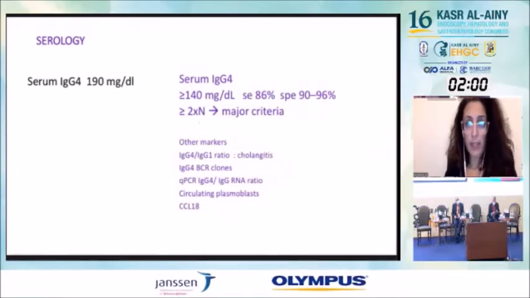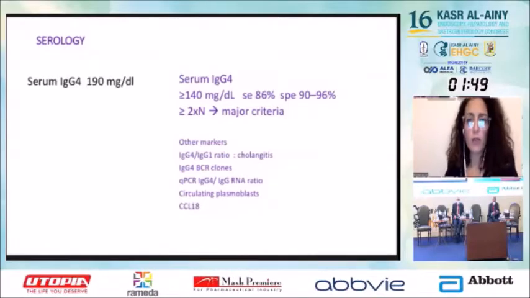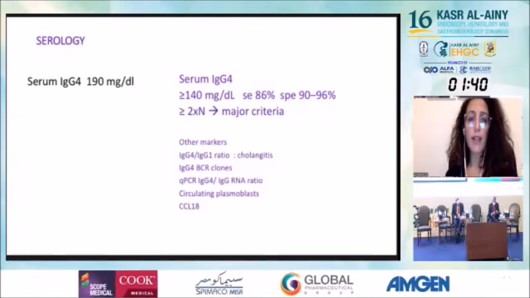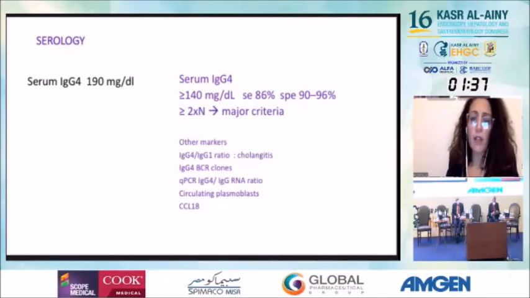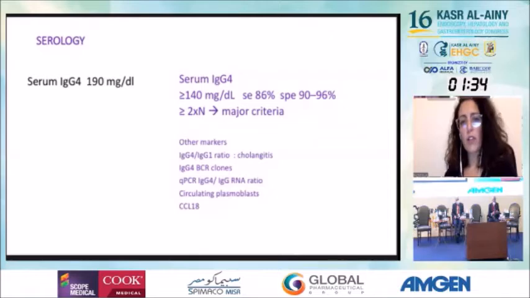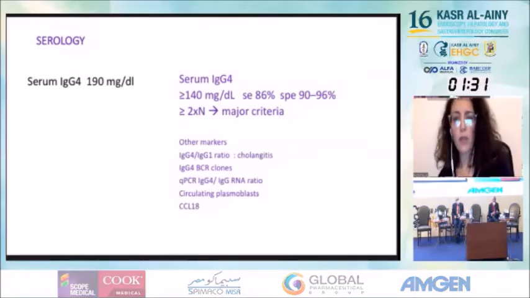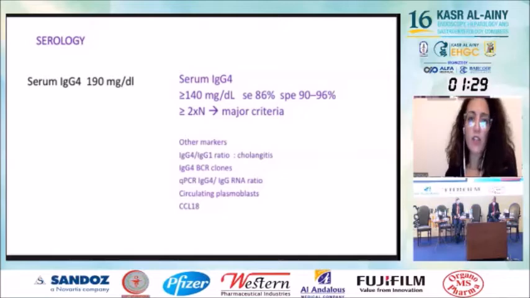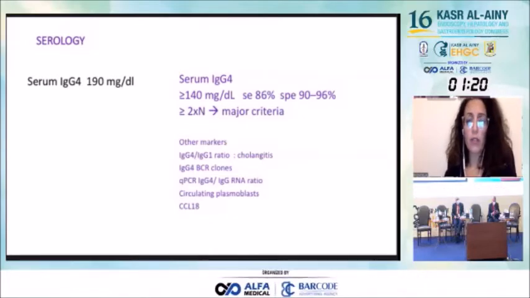a very important sign that we have to consider. Are there any cutoffs to help us interpret this serum IgG4? Yes, in guidelines, a serum IgG4 above 140 milligram per deciliter has a very good sensitivity and a very high specificity, so it is used as a cutoff. But in the ICDC criteria, you will find twofold the upper normal limit for serum IgG4 to be considered a major criterion. In our patient, the serum IgG4 was 190 milligram per deciliter, so it was another very important criterion to consider for the diagnosis of IgG4 pancreatitis.